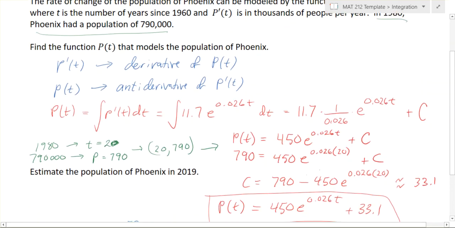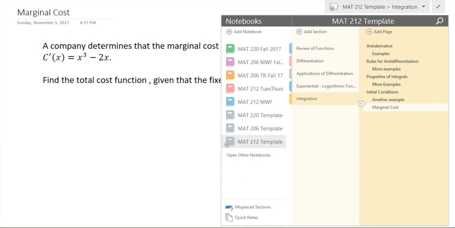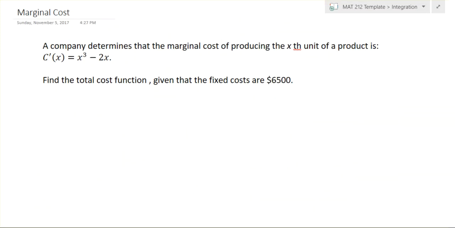Okay. So let's look at one more. Here we have a marginal cost function. This is the marginal cost for producing the xth unit of a product. Depending on how many products we're producing, this is going to give us a different value, and it's approximately the cost per item, okay, at that particular level of production. Now, based on this, can we find a total cost function?